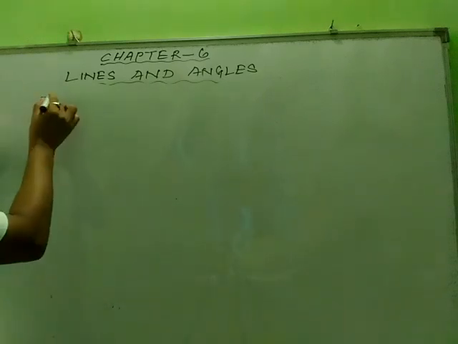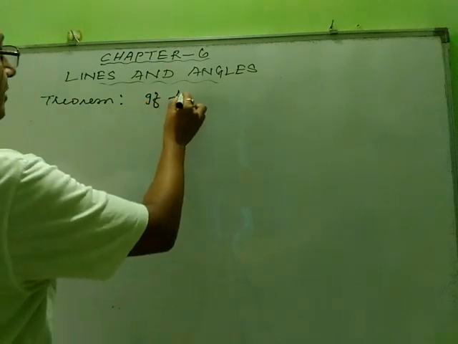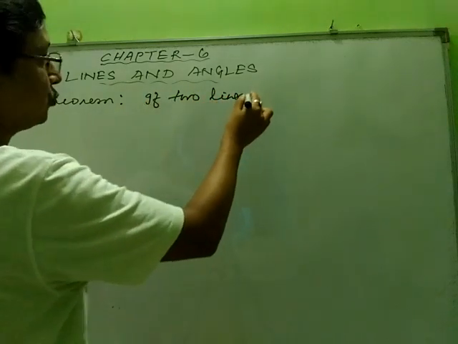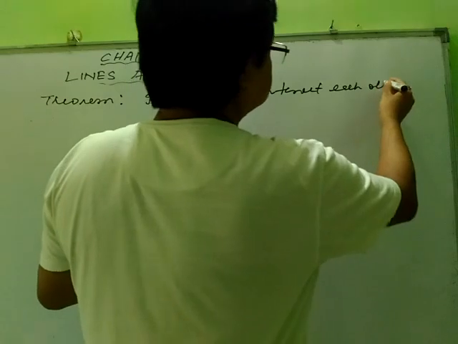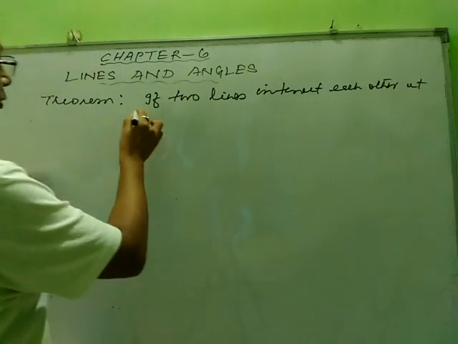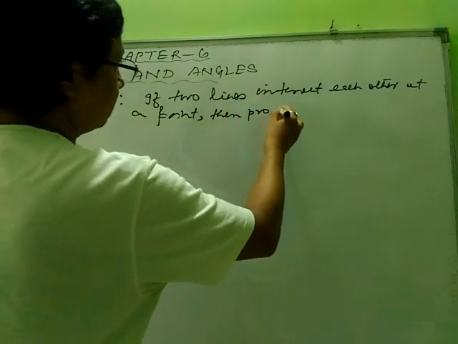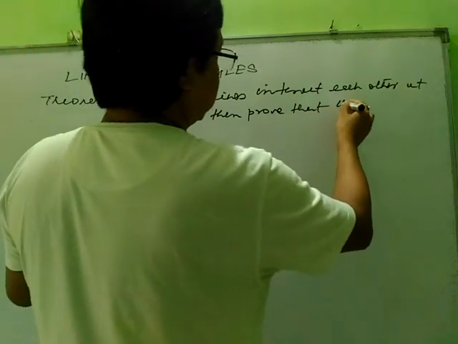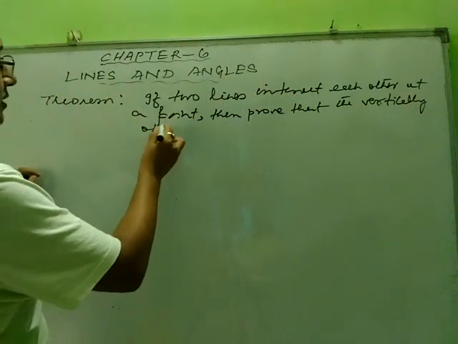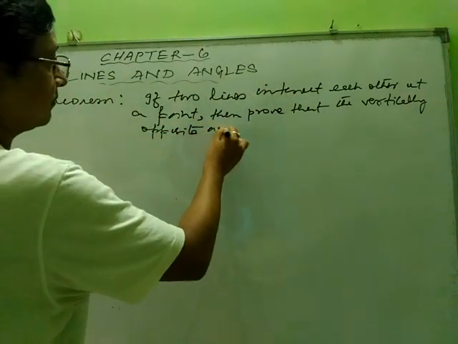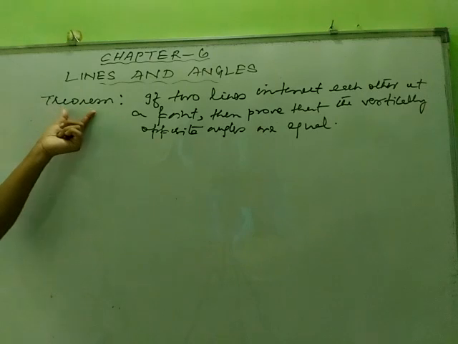Let us take one theorem of this chapter. It is given that if two lines intersect each other at a point, then prove that the vertically opposite angles are equal. So now this is the first theorem.